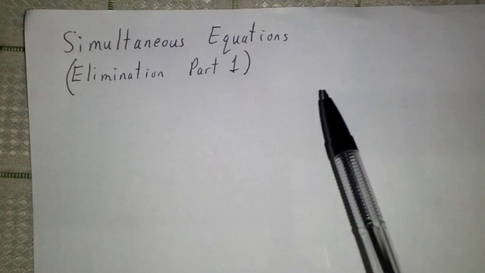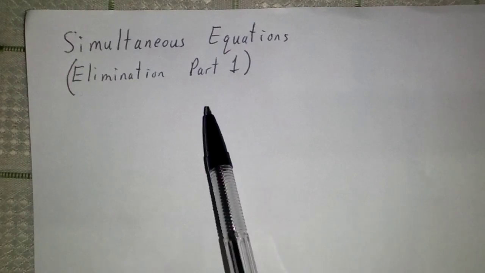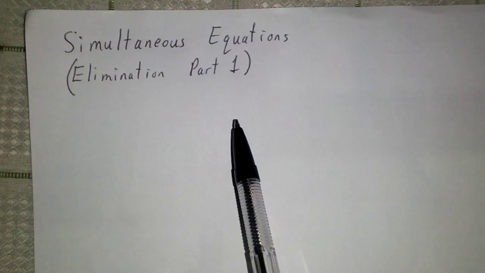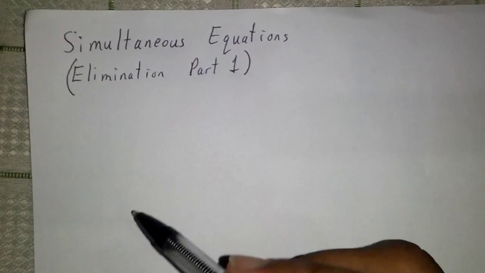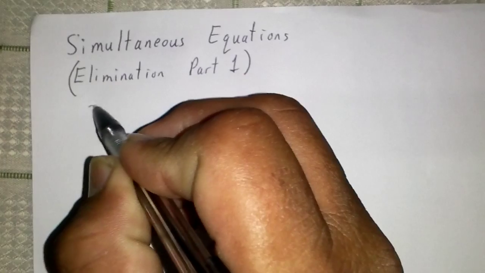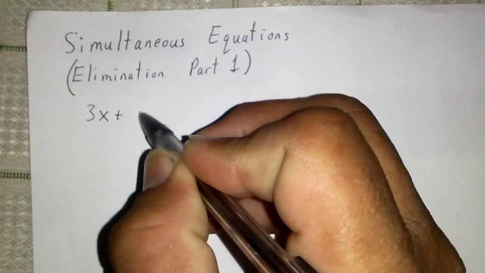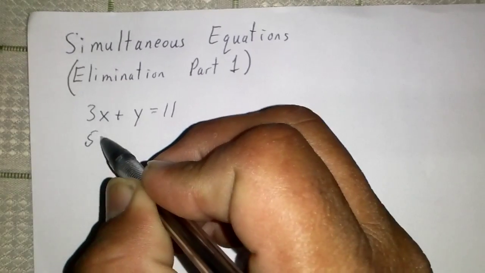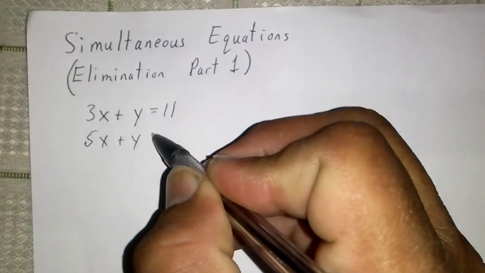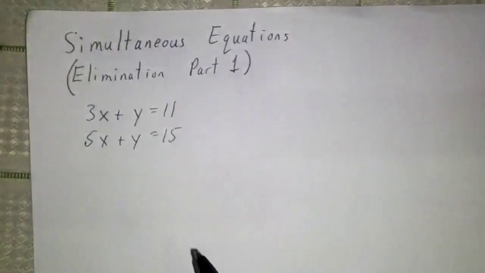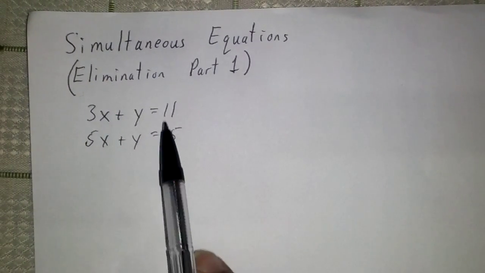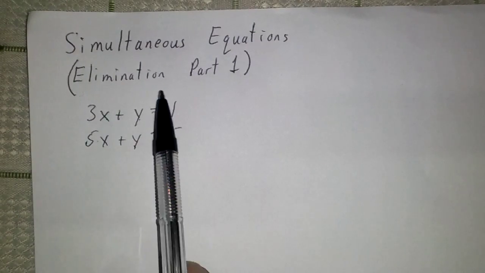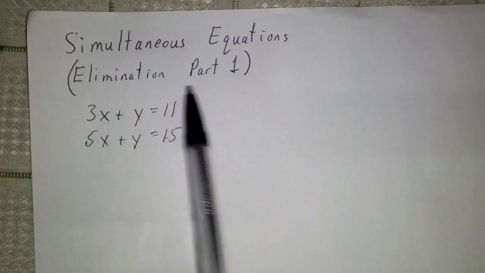So, what is simultaneous equation? Simultaneous equations is solving for unknown variables in equations when these variables have something in common. Take for example, two equations: 3x plus y equals 11 and 5x plus y equals 15. These are two equations that have two variables, x and y. We're going to solve them simultaneously by elimination method.